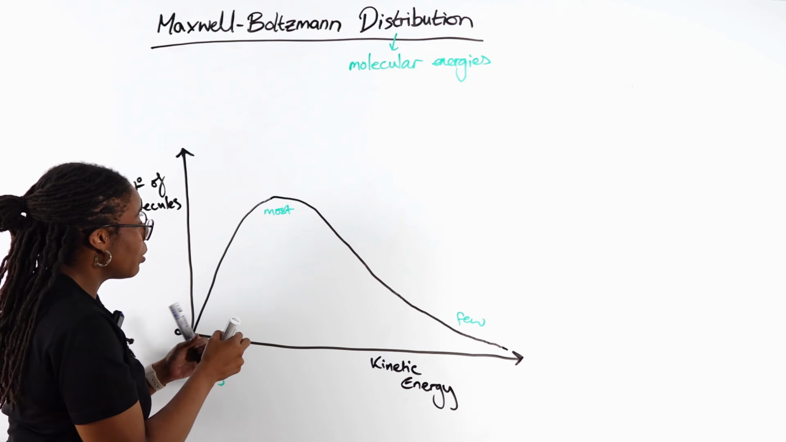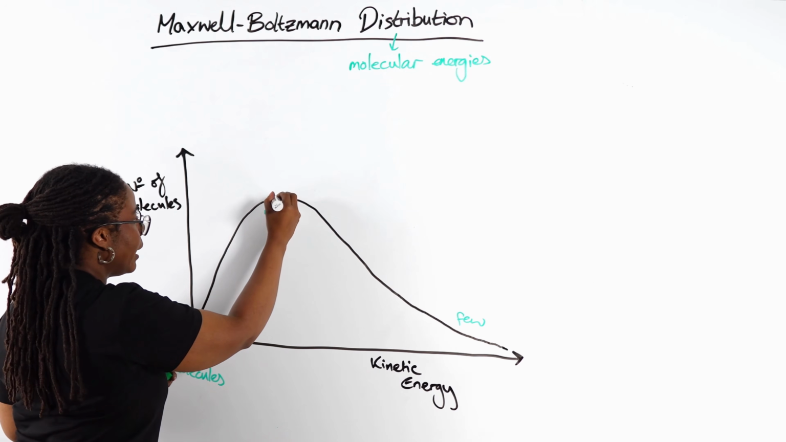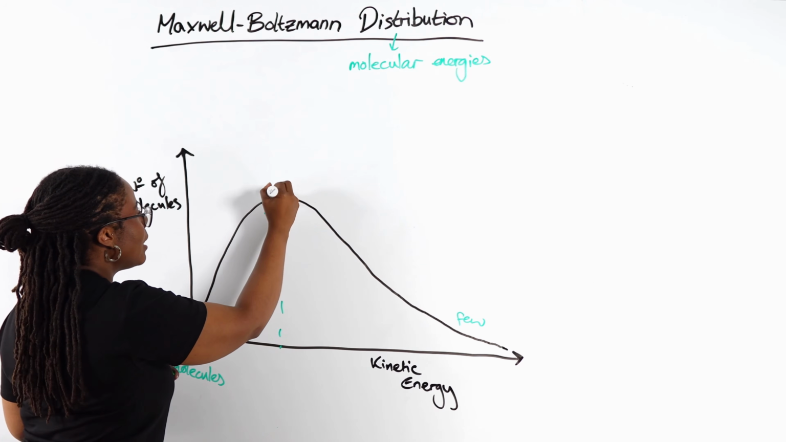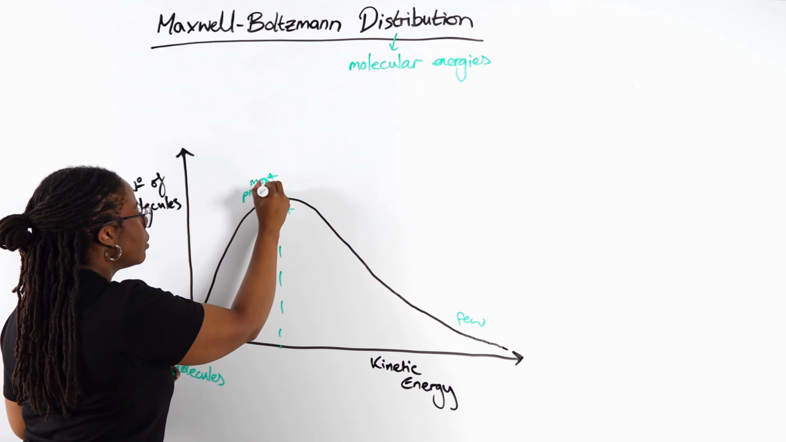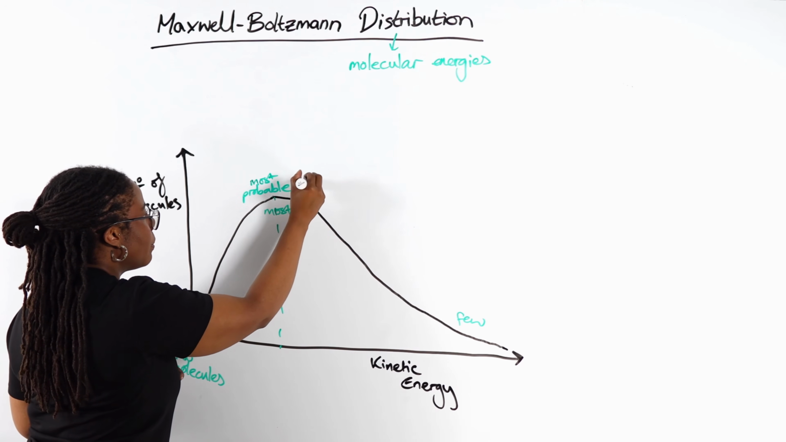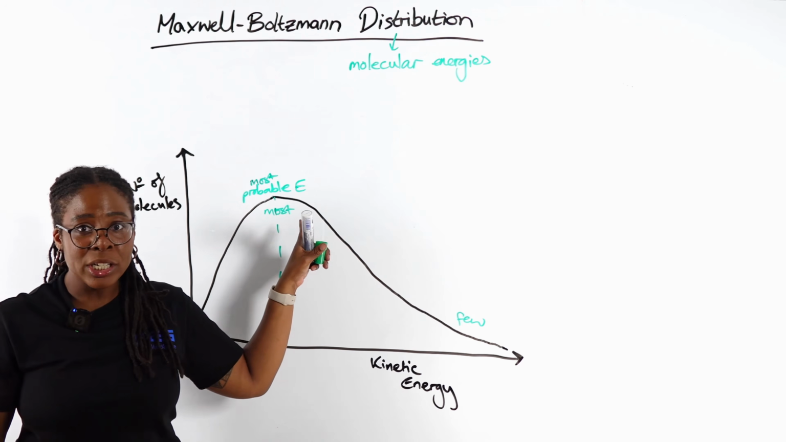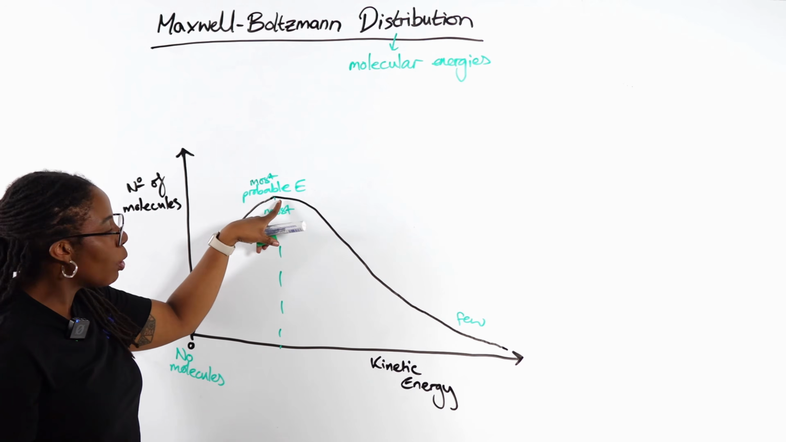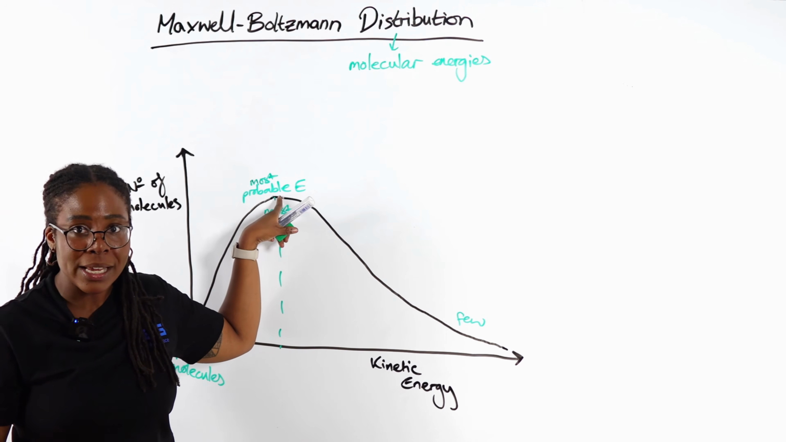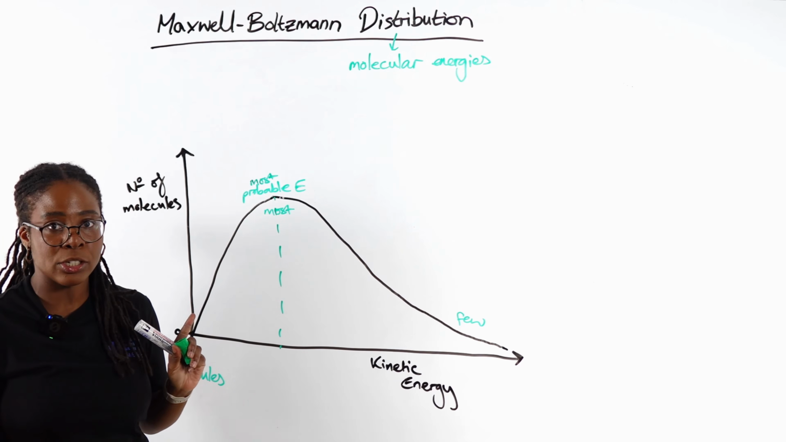Because if we consider the most likely energy that a molecule will have is down here, I'm going to label this quite handily the most probable energy. It's the energy that has got the most molecules. There are no other energies that have got more molecules with that energy than this energy here, the most probable energy.